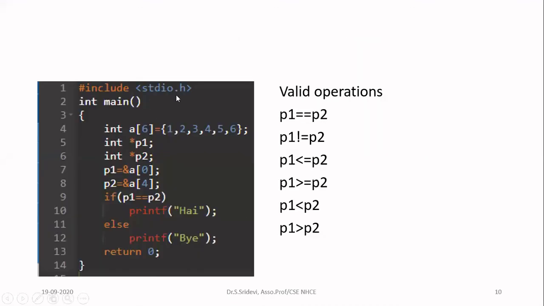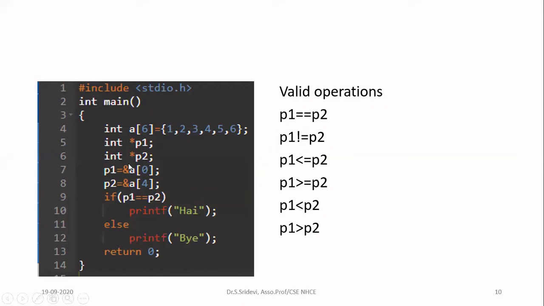Let us see what type of comparisons we can perform. Comparison is through logical operators only. You can perform equal to, checking whether two pointers are pointing to the same address, or not equal to, then less than or equal to, greater than or equal to, and then less than, greater than. All these operations you can perform for comparing two pointers.